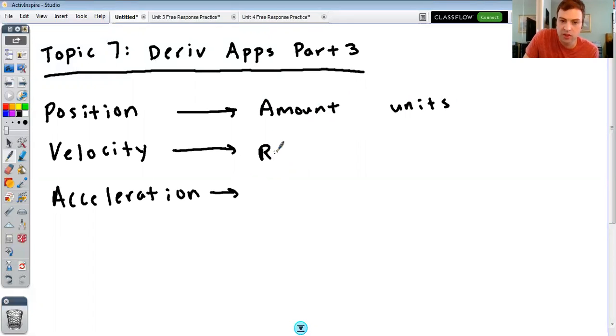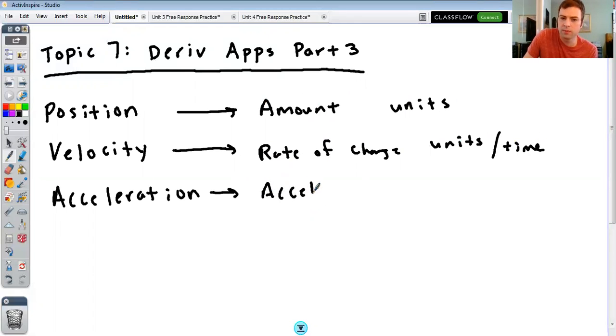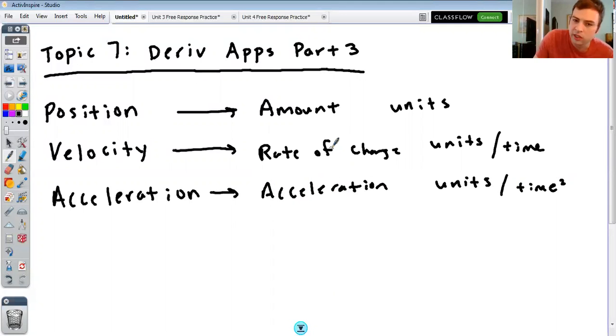Velocity, this would be just a rate of change, measured in units per whatever the time is. And then acceleration, that's just going to be acceleration across the board. And remember that the units are units per time squared. Acceleration is the rate of change of the rate of change, or whatever that problem is. How fast is the rate of water flow changing?